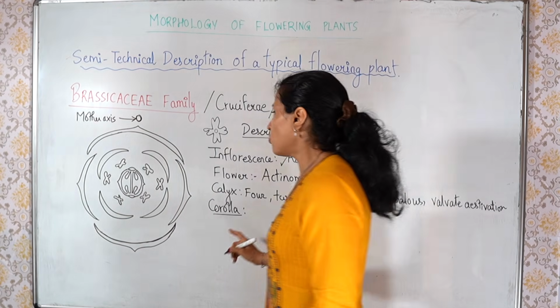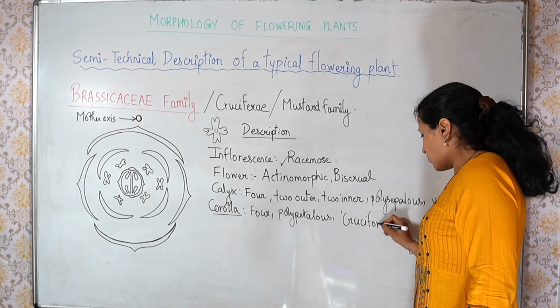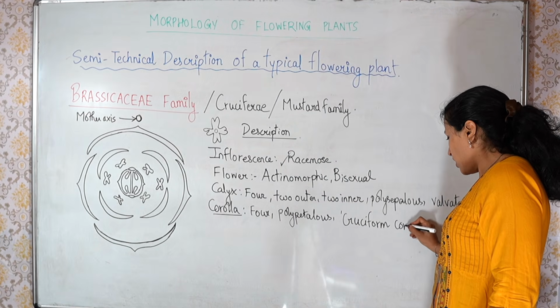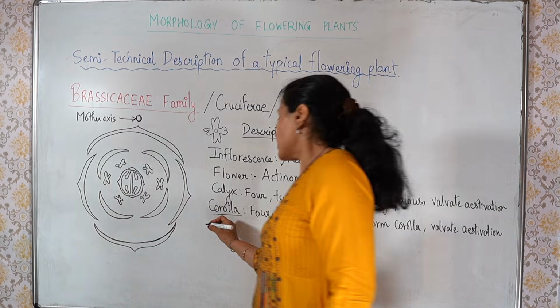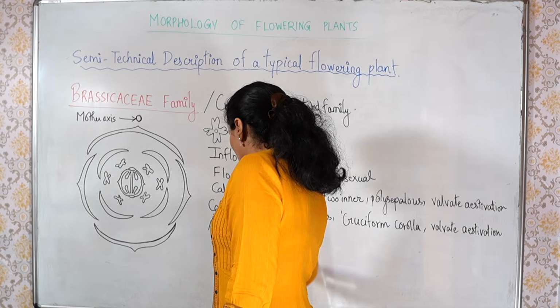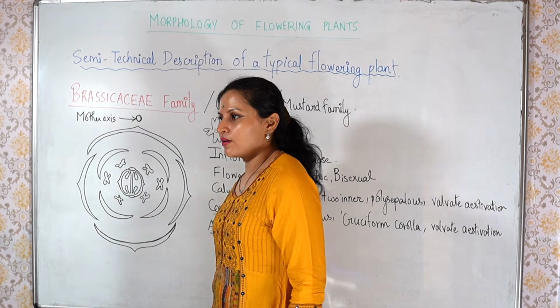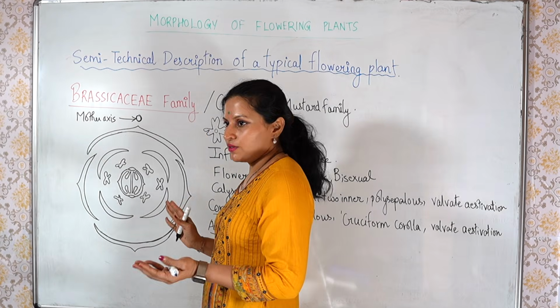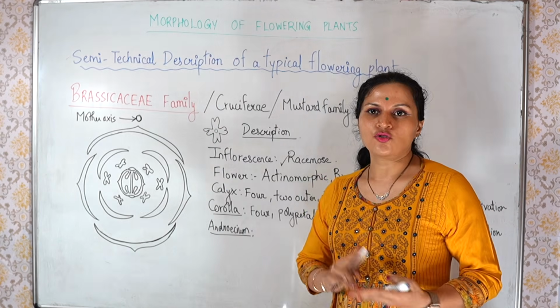Next, Corolla. Corolla is also 4 petals, polypetalous, very popularly known as Cruciform corolla, and you can see that it's clearly a valvate estivation. Next we write about the Androecium. What can you say about the Androecium? There are 6 stamens here. 2 of those stamens are outer and 4 are inner stamens. 2 outer, 4 inner. 2 plus 4.